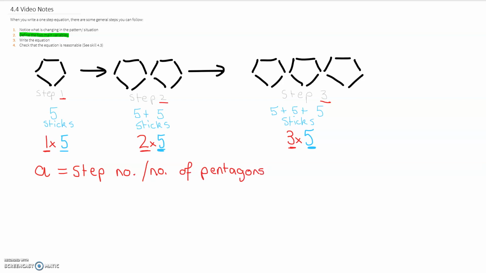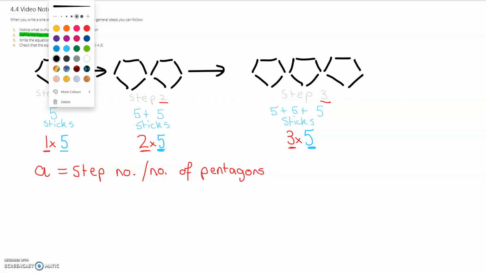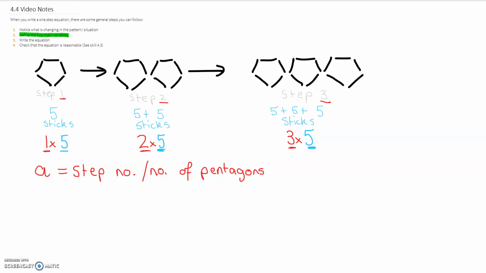So we've got 1 variable, but we need 2 to write an equation. So let's have a think about what the other thing that's changing is. We're changing the steps, and we're also changing the number of matchsticks in each step of the pattern. So let's call that B, number of sticks in that step. Cool, so we know that.